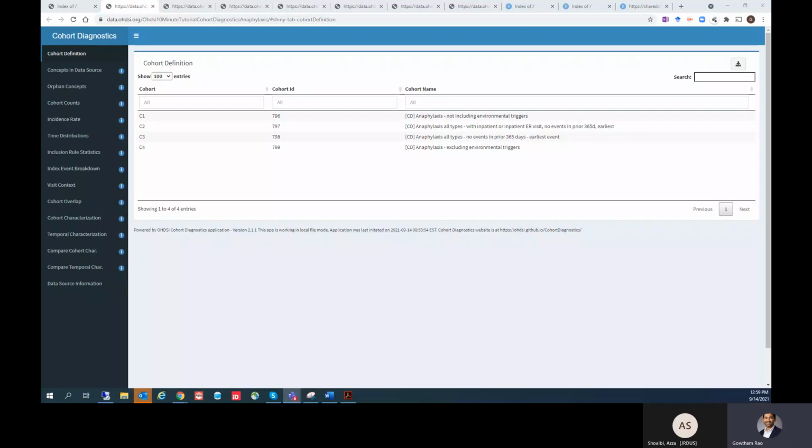Cohort Diagnostics is an open source software that was developed by the OHDSI community. It is part of the Hades ecosystem of R packages. Cohort Diagnostics enables iterative decision making on cohort definition design choices.